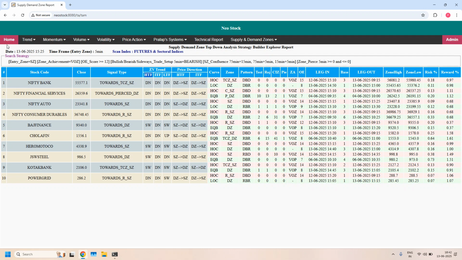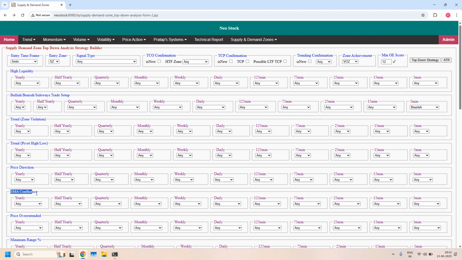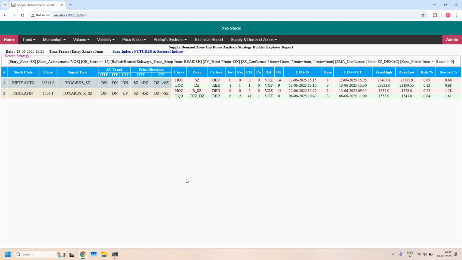So I'm going back to the EMA confluence. I'm checking if any of the 75-minute supply zones are having daily EMA. But some are having sideways trend. Let us eliminate those zones. At 75 minutes, trend should not be sideways. It should be only downtrend, because it is bearish trade setup. Let's filter. So 2 stocks are filtered. That way these 2 5-minute supply zones might be having better high probability to get success.